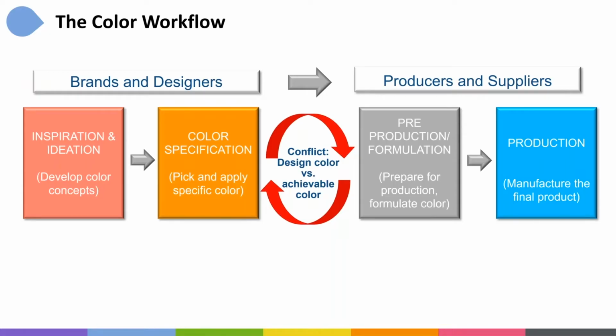So the color workflow, we've broken it down into 4 steps. The first one, which is the first one in the series, is called inspiration and ideation. Today we'll be talking about color specification. And then later, Tim Mao will be telling us about pre-production, formulation, and then final production.